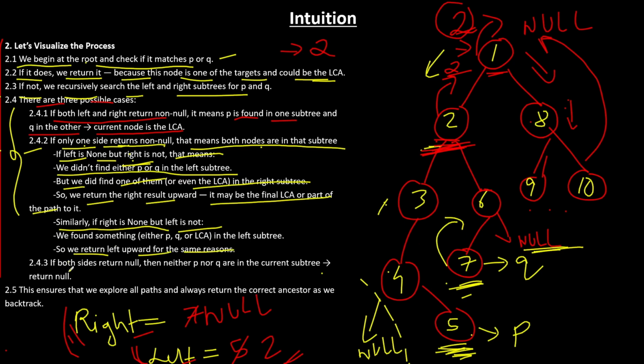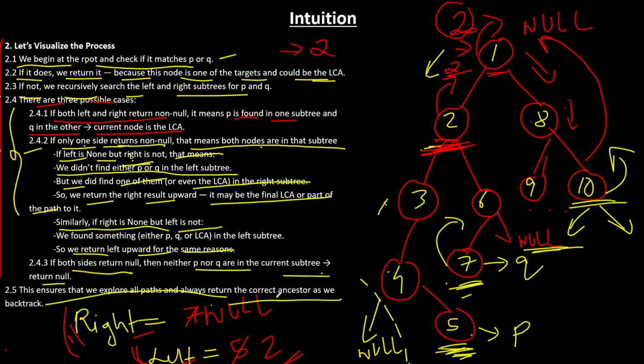Now, if both sides return null, for example this is null here and this is null here, we don't have P and Q here. So when we return a null value, we understand that we didn't get anything from this particular subtree. This ensures that we explore all the paths and always return the correct ancestor as we backtrack. So this intuition is built upon backtracking itself.